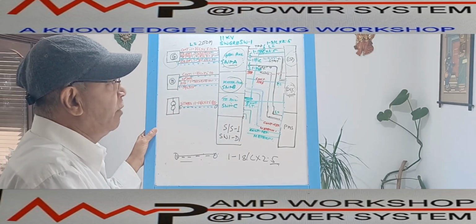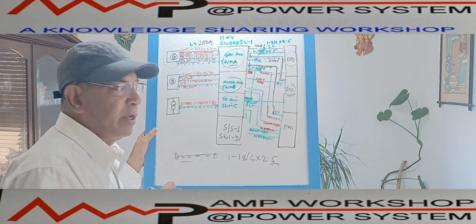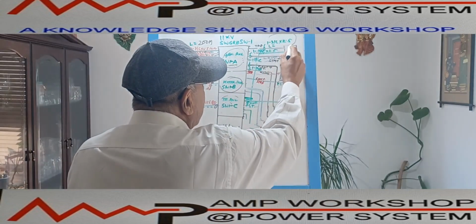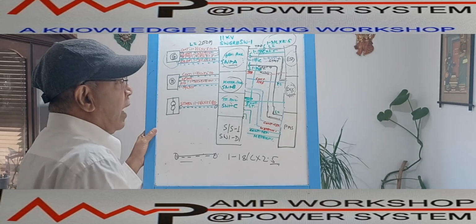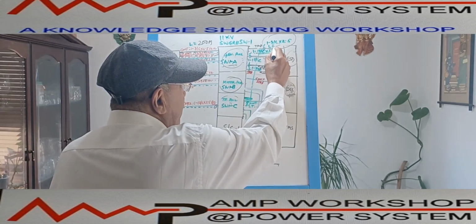So this is another cable. As only one signal is being brought, we are considering a 1-core 2.5 square millimeter cable. And for this cable also we can write the length over here.